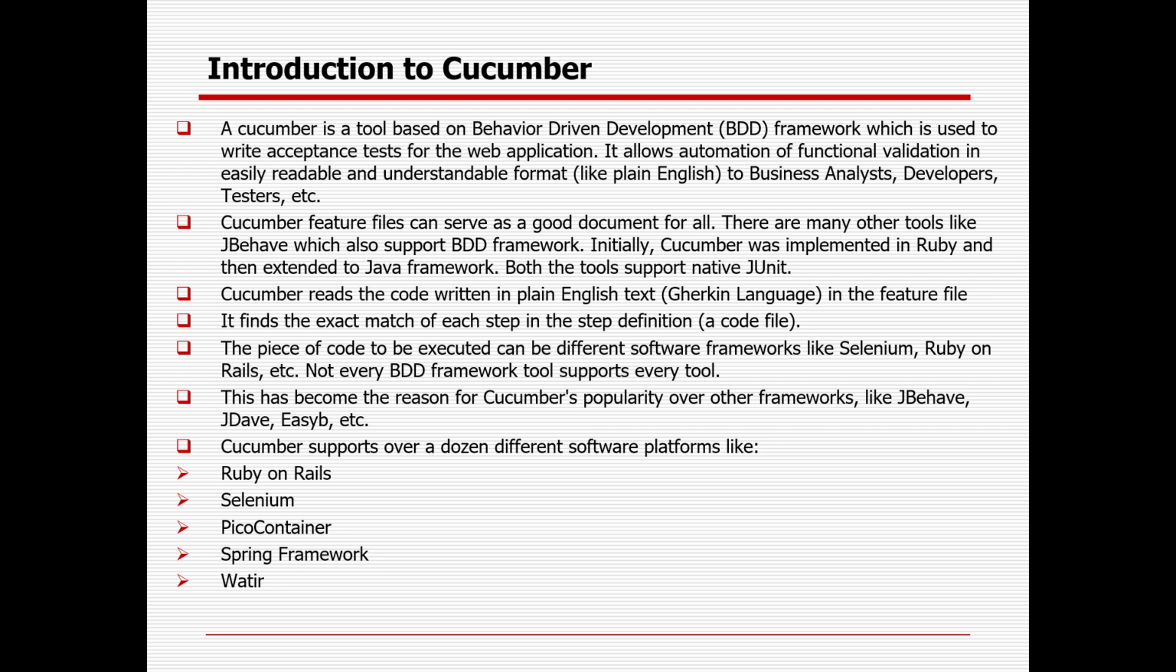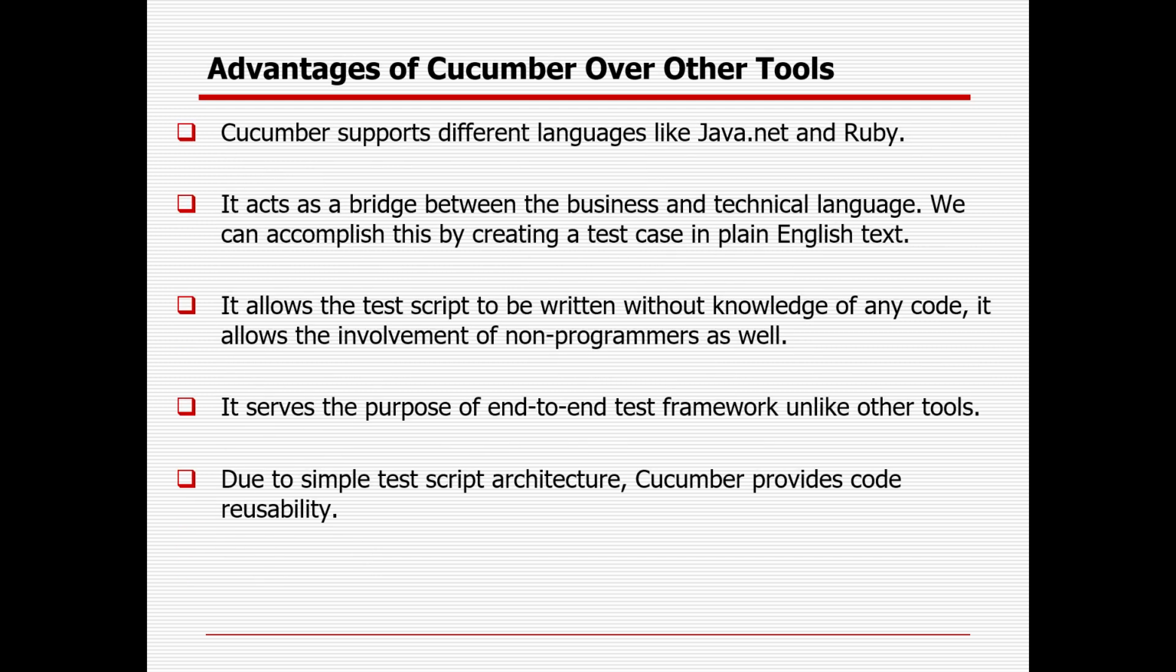So Cucumber features file will come first. We will write given, when, then, and this way you will write the scenario. I will discuss it. After that there will be no steps, so you need to first create the steps, and in case you want to run multiple features files, you need to create a runner file. So that is the concept of Cucumber and BDD. What is the advantage?